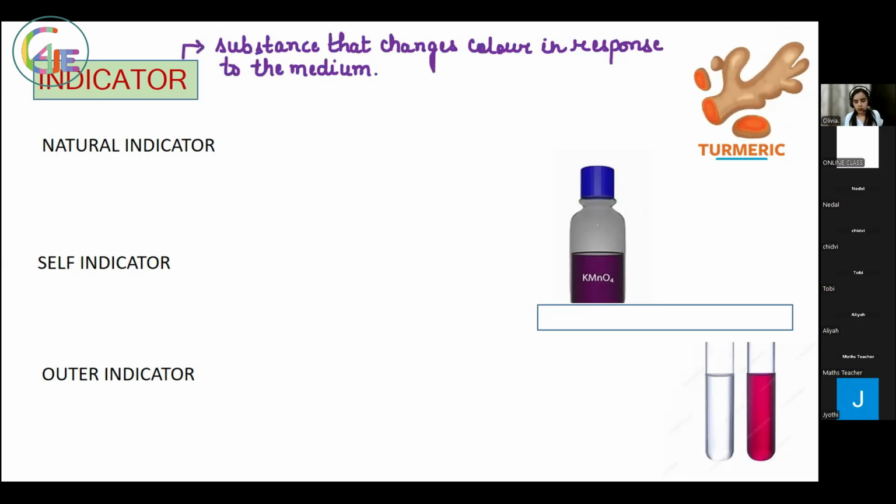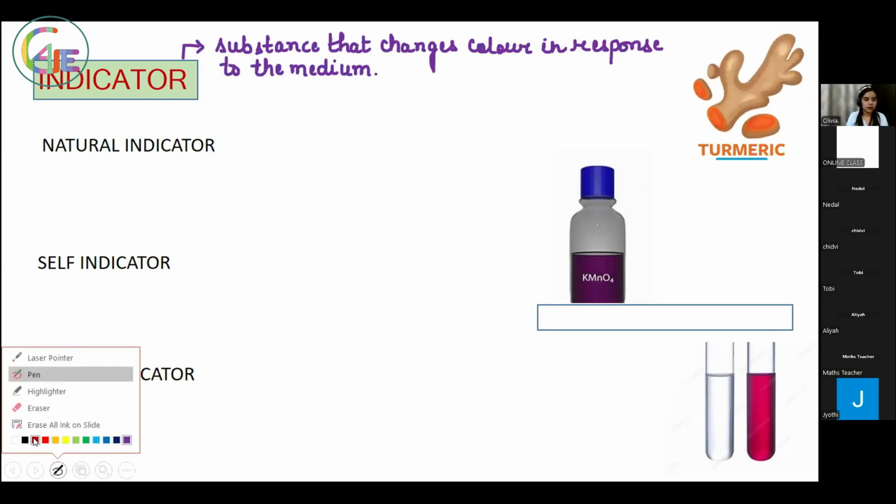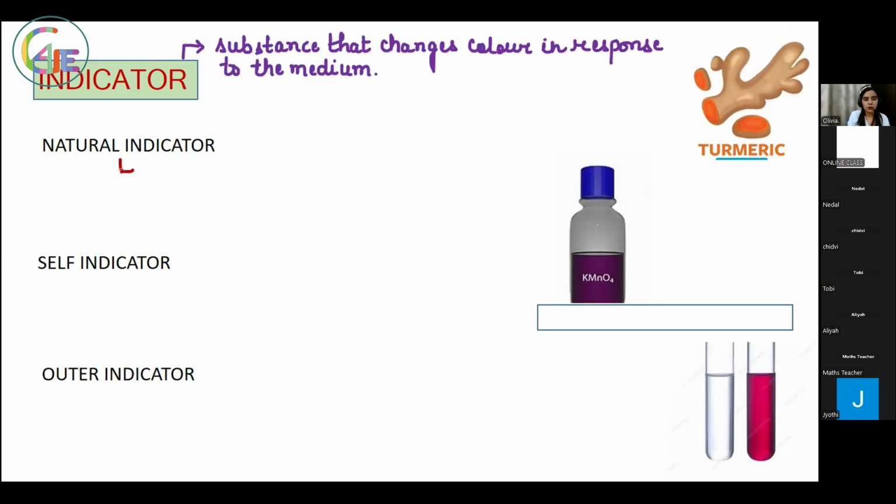Okay. So in the process of titration, we can use 3 types of indicators. One is natural indicators, other one is self indicators, and the third one is outer indicators. I'm going to tell you one example of each of them and how they behave in what kind of medium. The very first indicator is natural, which is turmeric.